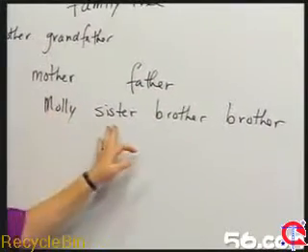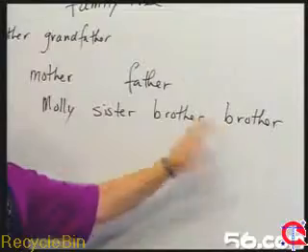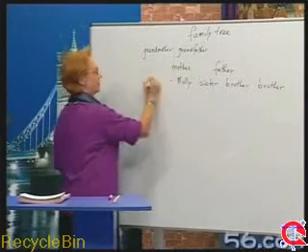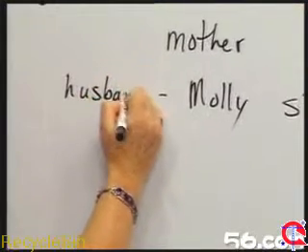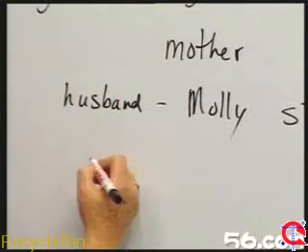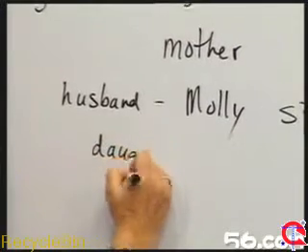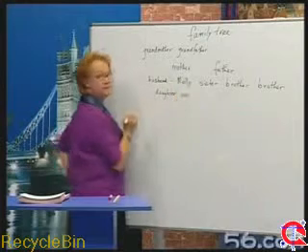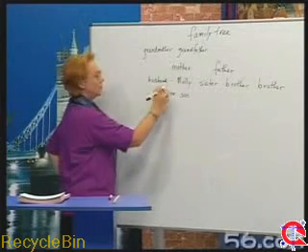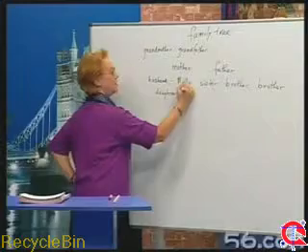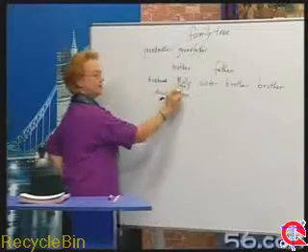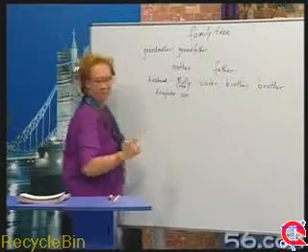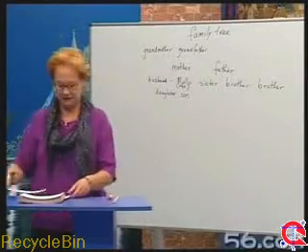Molly, sister, brother, brother. Now, also we have husband, daughter, and son. Okay? So, husband, wife, daughter, son. Now, who else do we have in this family?